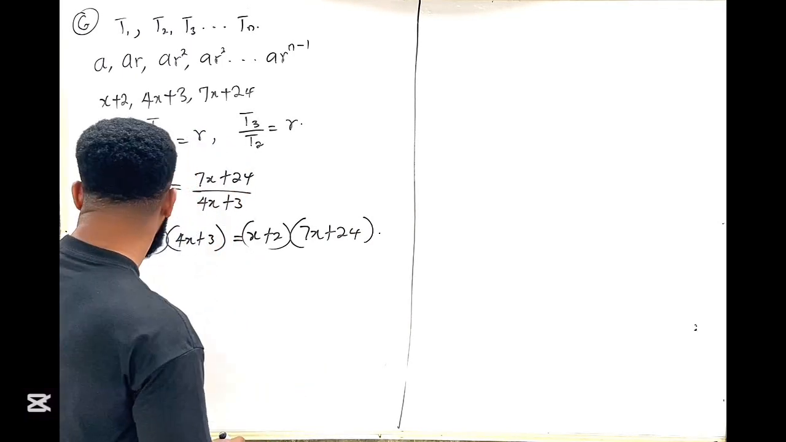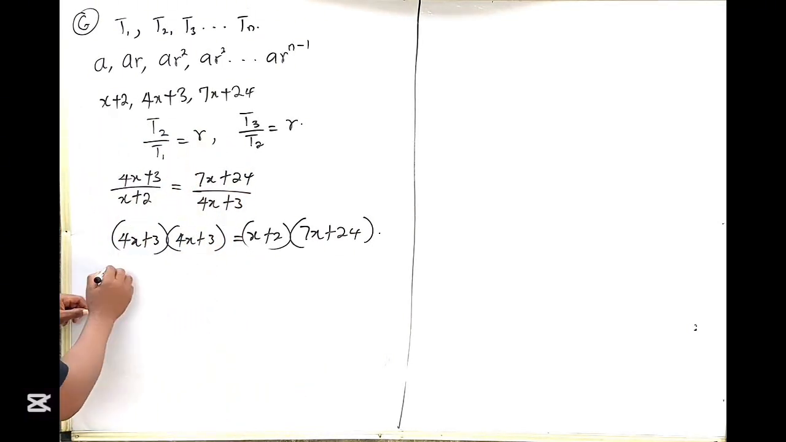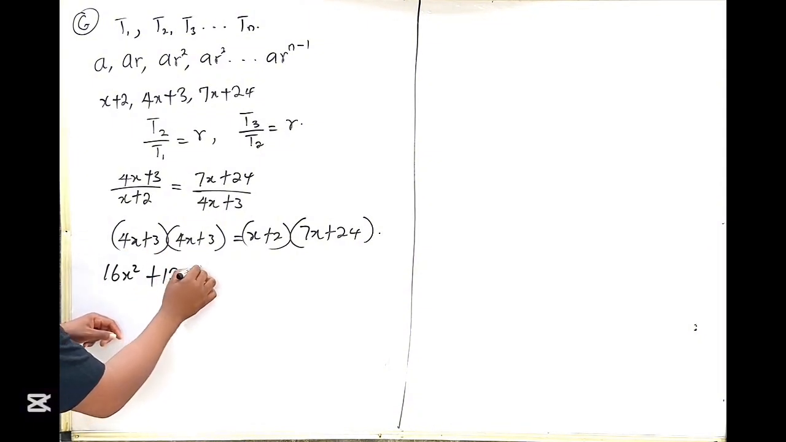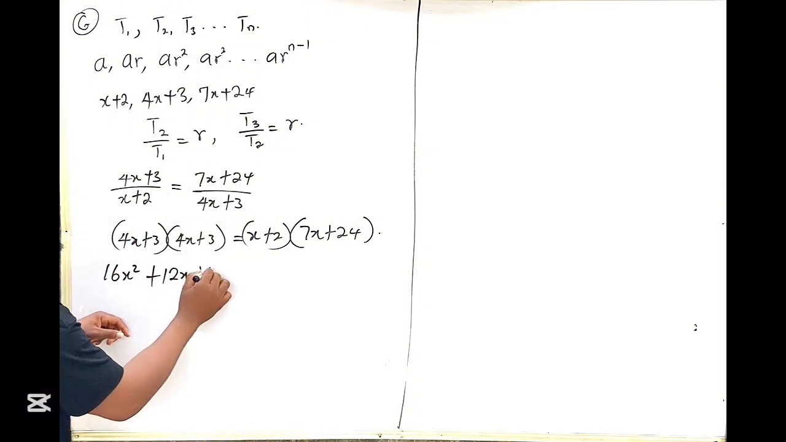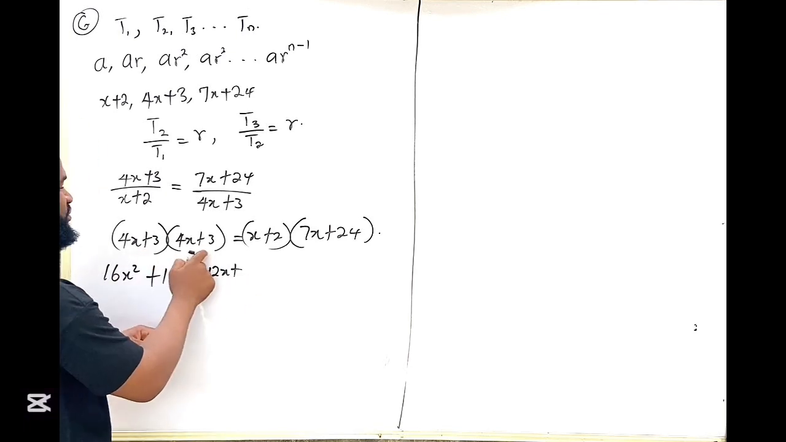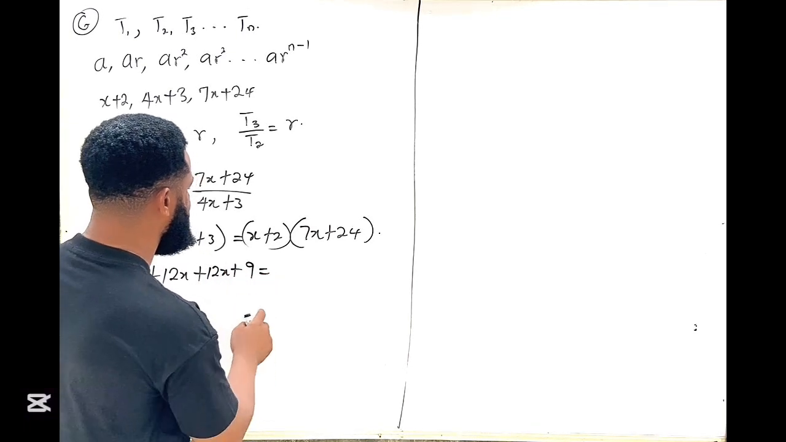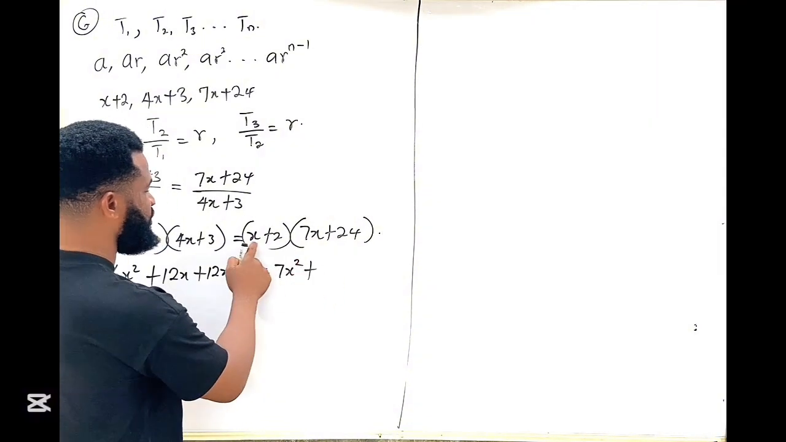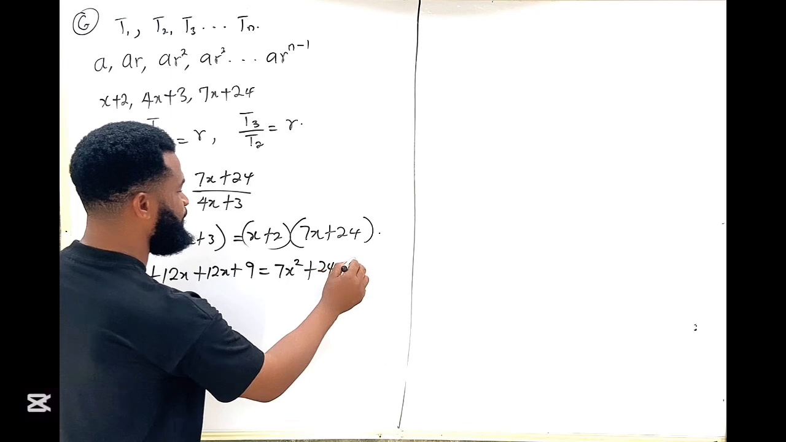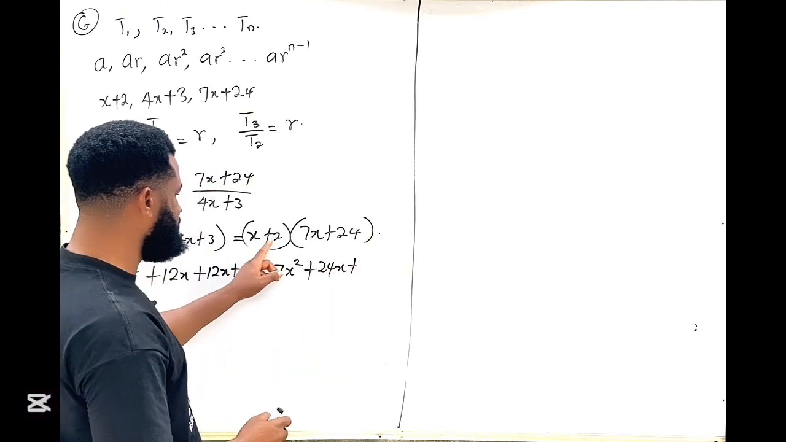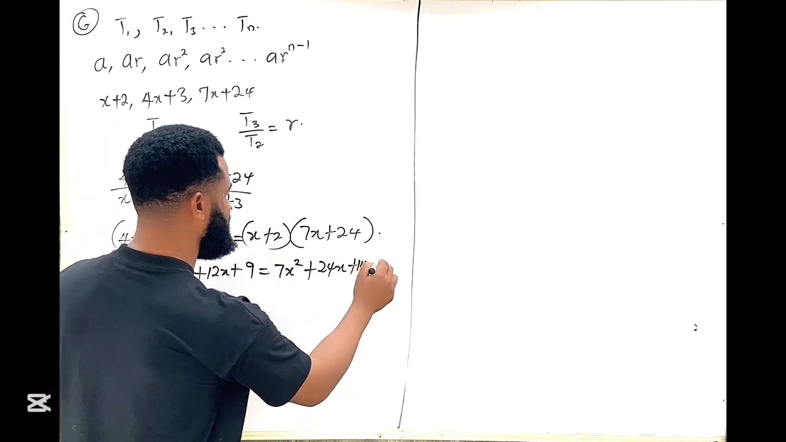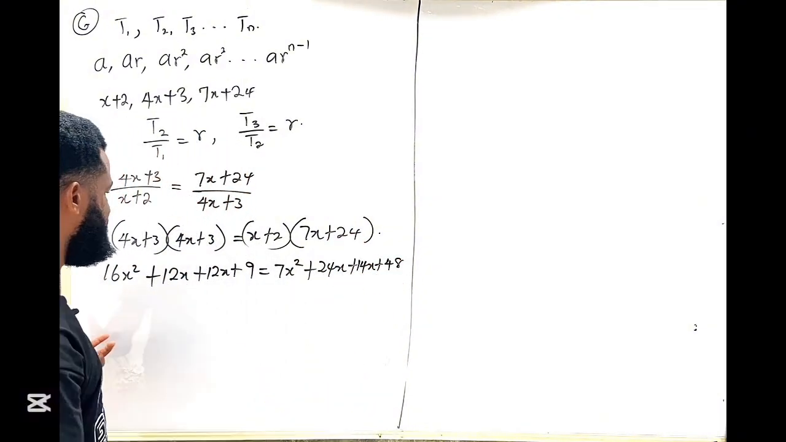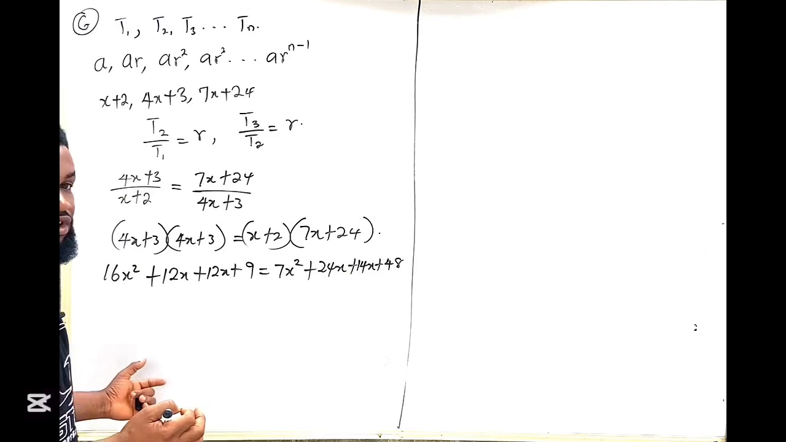We're going to have a long way here. Okay, so I'm going to have this into this is going to be 16x squared plus this times this is going to be 12x plus 3 times 4x is going to be 12x plus 3 times 3 is going to be 9, which is equal to, so x times 7 is going to be 7x squared plus x times 24 is going to be 24x plus, starting with 2 times this is going to be 14x plus 2 times this is going to be 48. All right, so this is the equation I have. All right, so let us take the like terms.